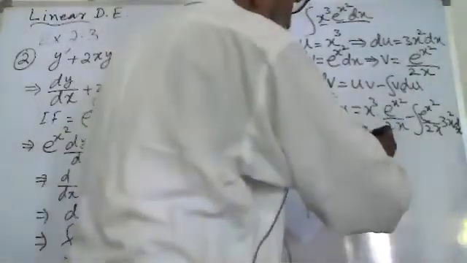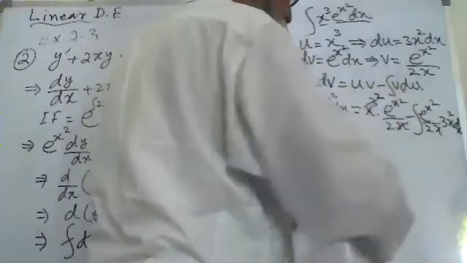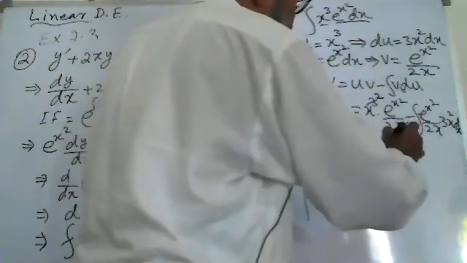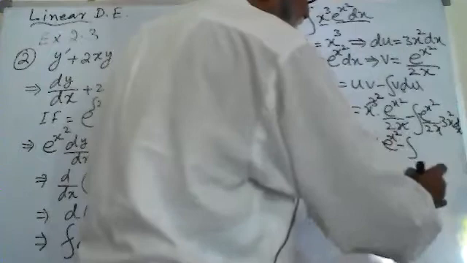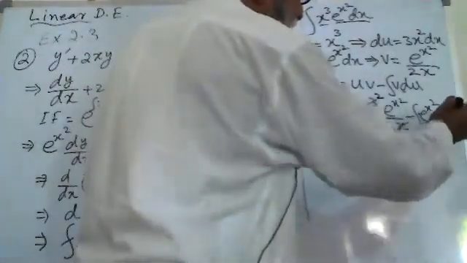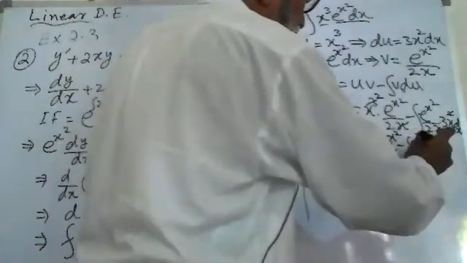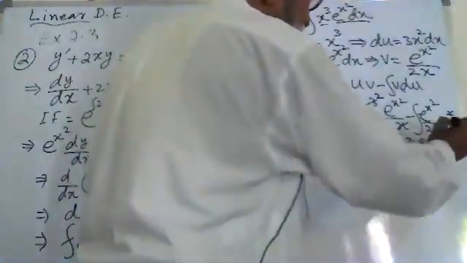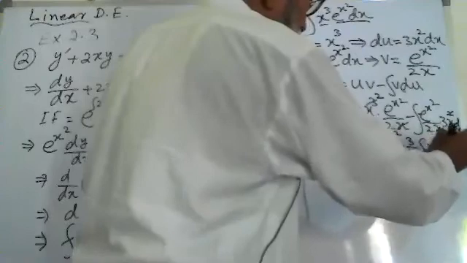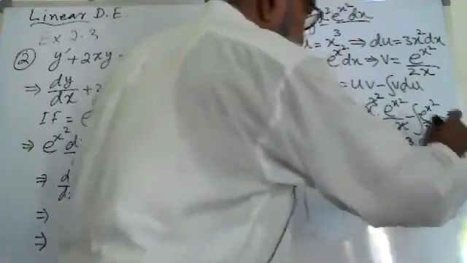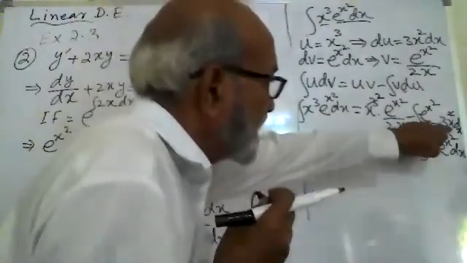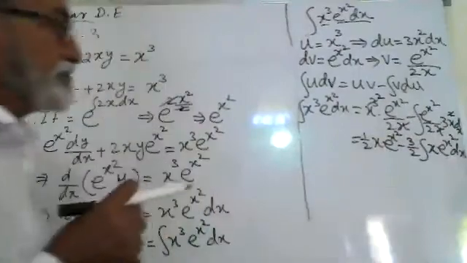Simplify this one. x is cancelled, it will become 1 over 2 x e raised to power x square minus integral, this also has one x cancelled, this is 3 upon 2. 3 upon 2 will be taken outside, integral x e raised to power x square dx. 3 upon 2 is common outside of the integral, it will become x e raised to power x square dx.